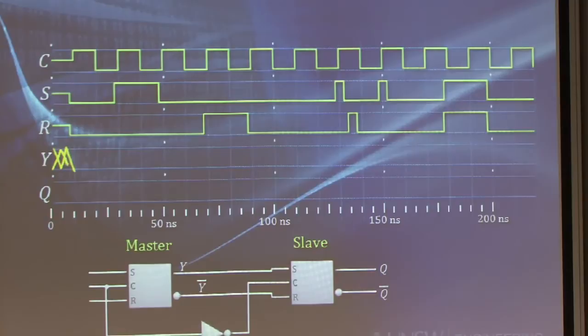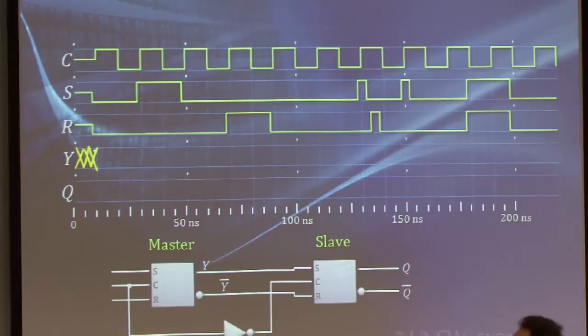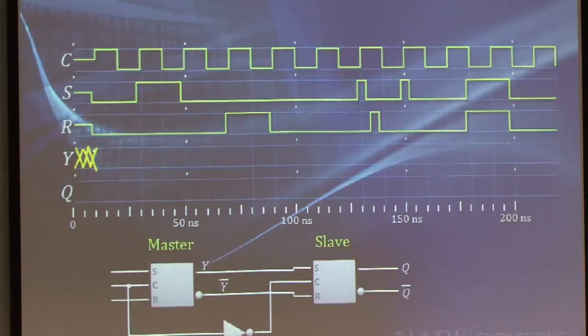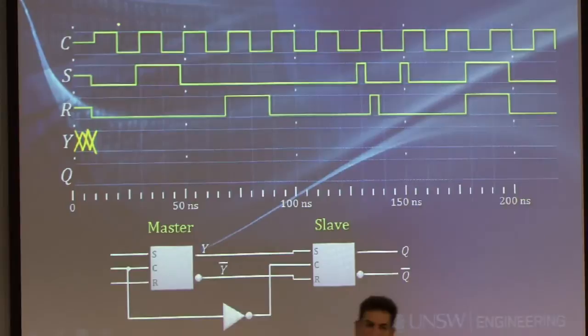We're there, we don't know what's going on. And I'm only analyzing the signal Y for a starter. Then the clock goes high. When the clock goes high, the master latch is enabled. Anything that will happen on the S and R inputs will affect Y and not Y. And this is just a regular latch now, yeah?